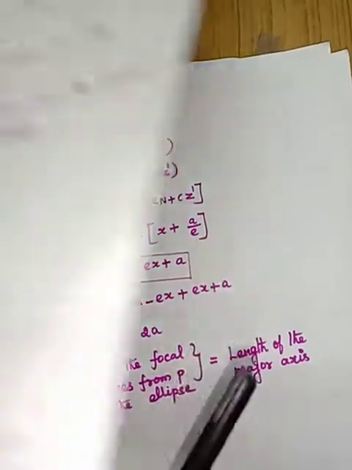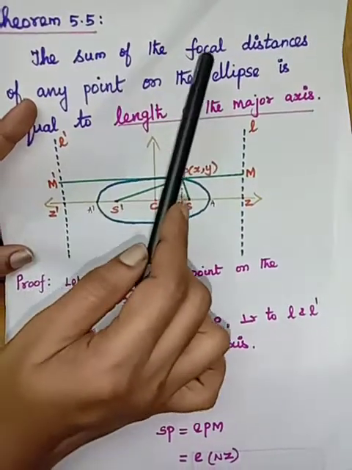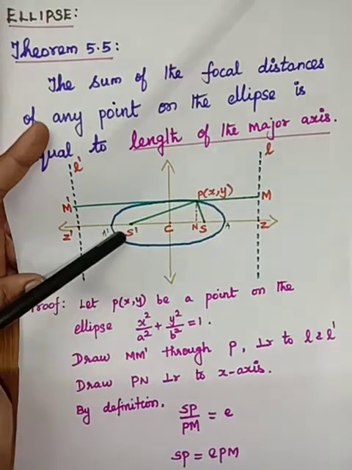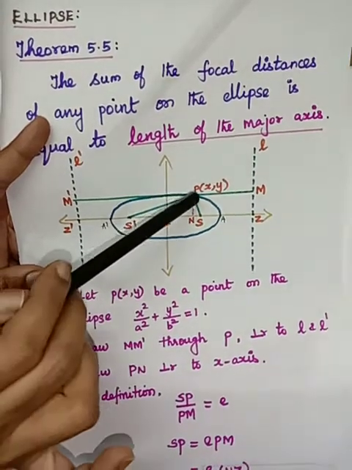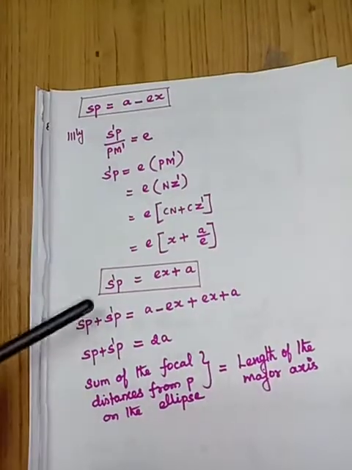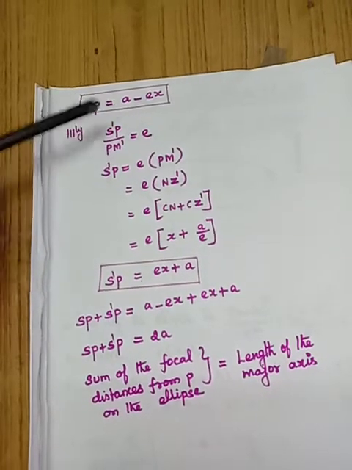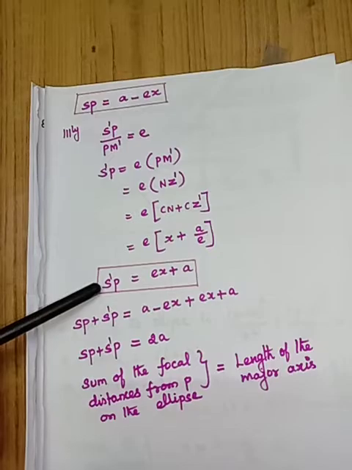So what does the theorem say? The sum of the focal distances. What are the focal distances? SP and another one, S'P. So I am going to add these two: SP plus S'P. So what is SP? a minus ex. What is S'P?